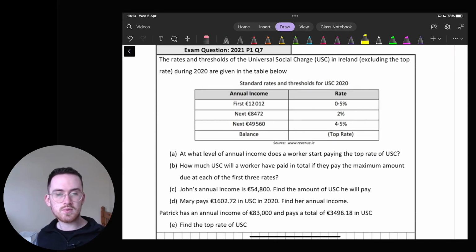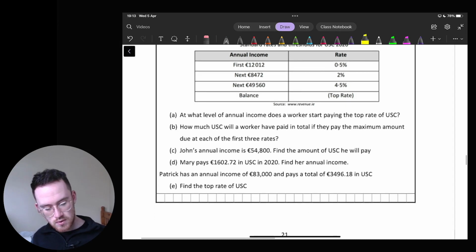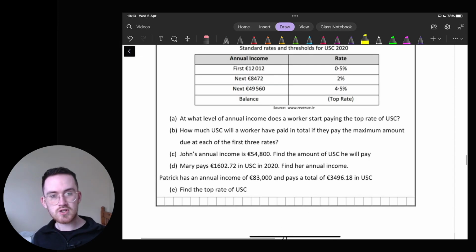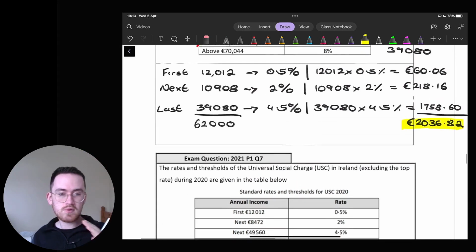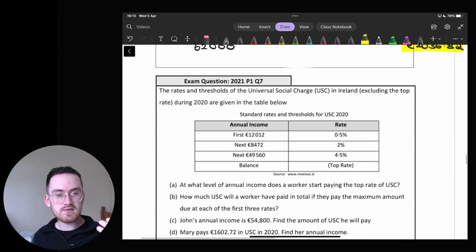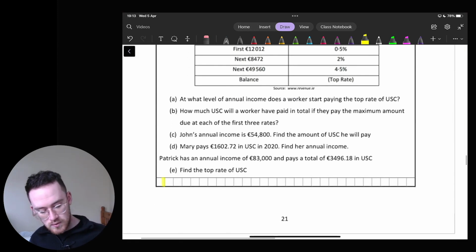Looking then at an exam question that uses that, you can see our exam question here gives us the rates. This one was from 2021, they were using the rates from 2020. The rates are given below, excluding the top rate. At what level of annual income does a worker start paying the top rate of USC? This is kind of backwards to what we were doing, because our table in the last question was given with the bands, whereas this one is just given the first 12,000, the next 8,000, the next 49,000. So we have to work out what that top bracket is. What do you have to be earning before you get there?